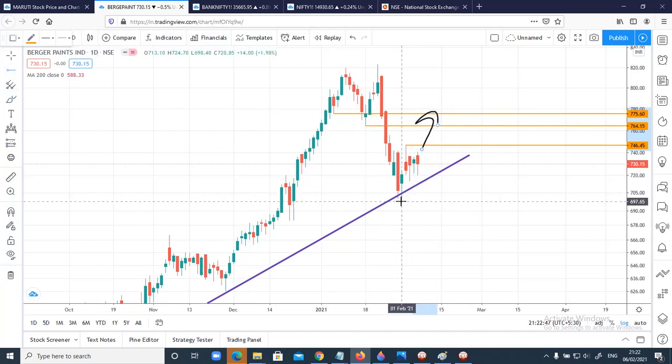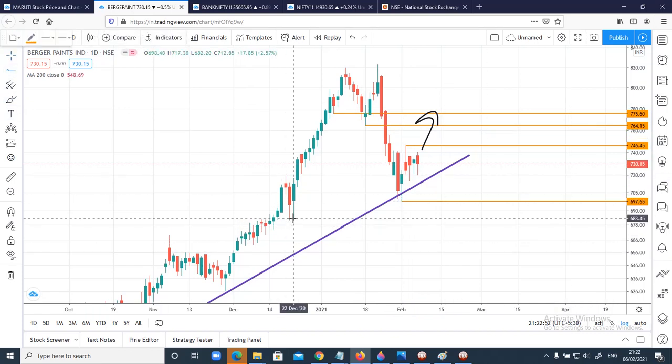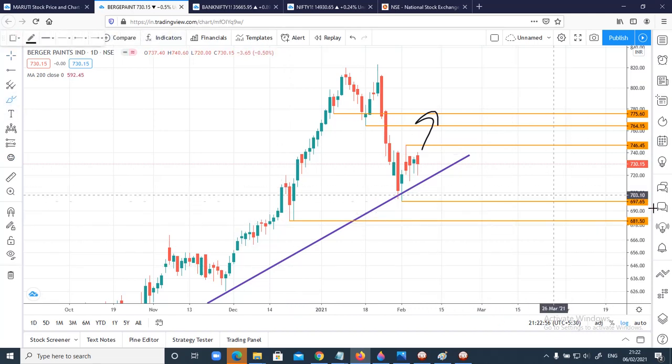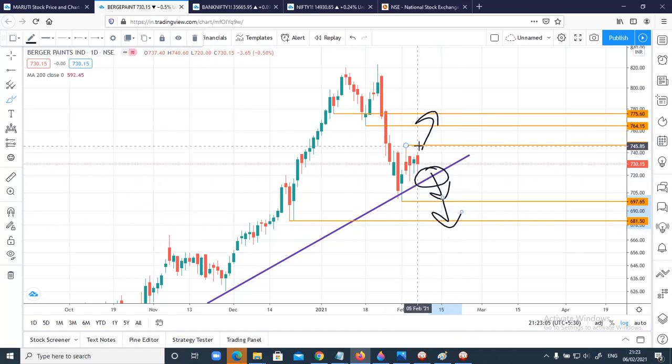So this level is going to be a key level, and if this trend line breaks, we can expect prices to hit 697.65, and the next target will be 681.05. So 681.50, I'm sorry. So this trend line will be a key level again. In case we see a close below this, we can expect prices to move down, and in case price trades above this high, or in case price touches this trend line and reverses again, we can create a long position for a target of 746, 764 and 775. This is the simple analysis of Berger Paint.